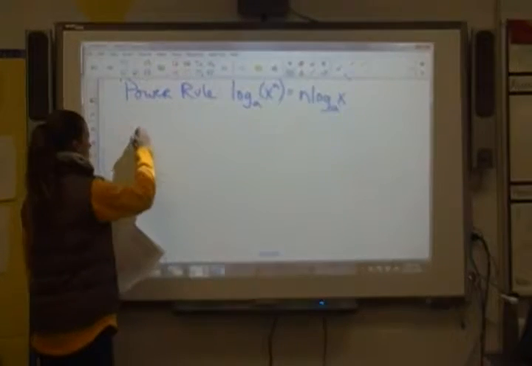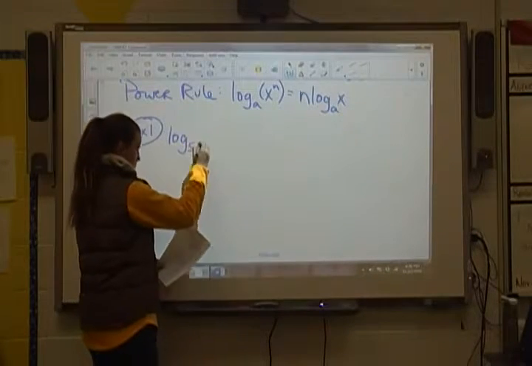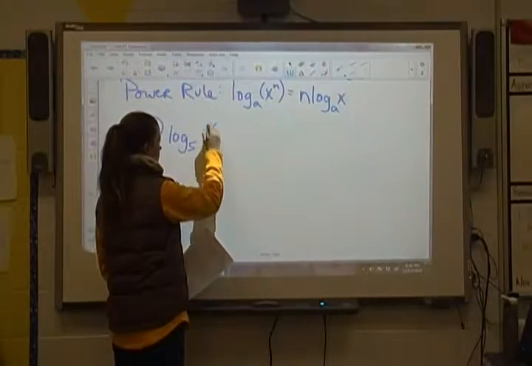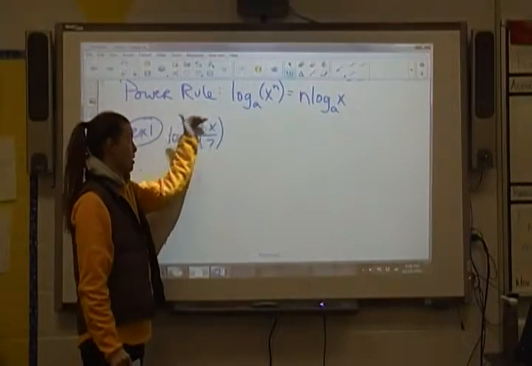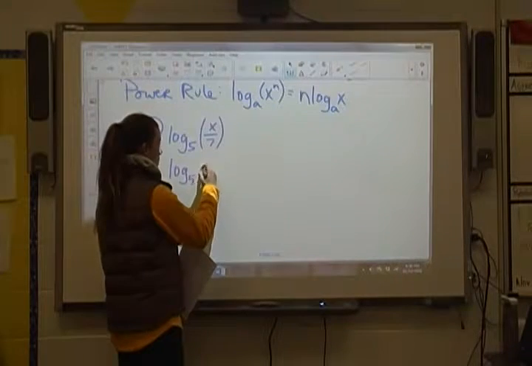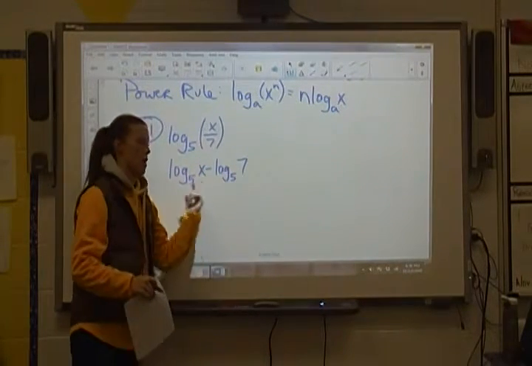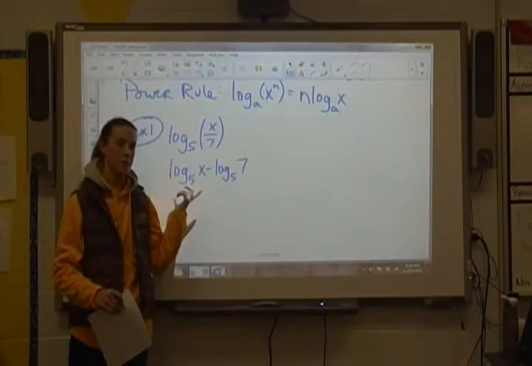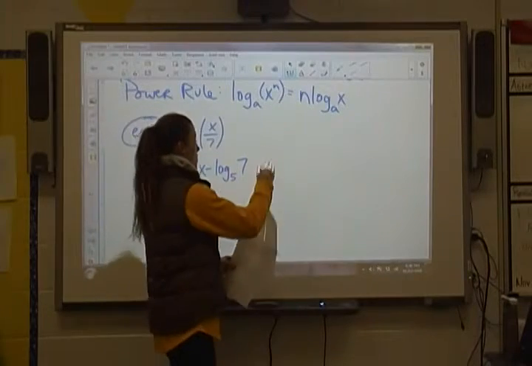So our first one, we're going to just start off with something pretty simple. Example 1, log base 5 of x over 7. So we're going to identify this as division. So we're going to be using subtraction to expand this. Log base 5 of x minus log base 5 of 7. It is important that you write that subscript of the base 5 because these properties don't work if the bases aren't the same.